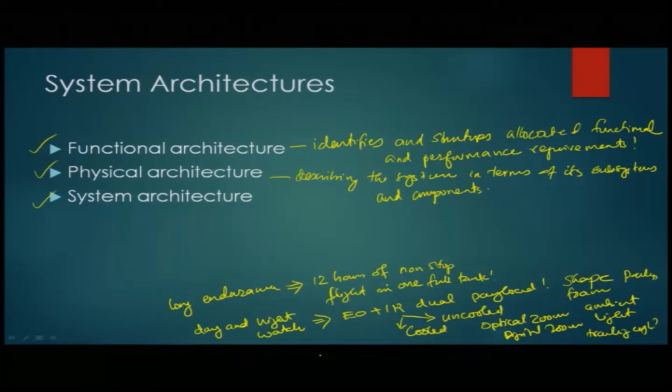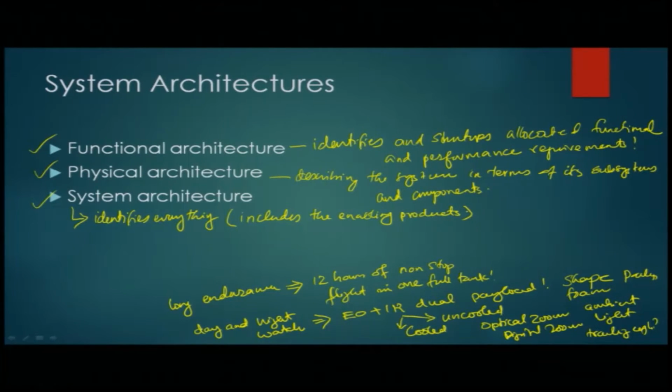And then comes the system architecture. This is a little bit broader because it identifies everything. I would use the word overarching, because it also includes the enabling products. What are the enabling products? They are, first of all, necessary to support the system.